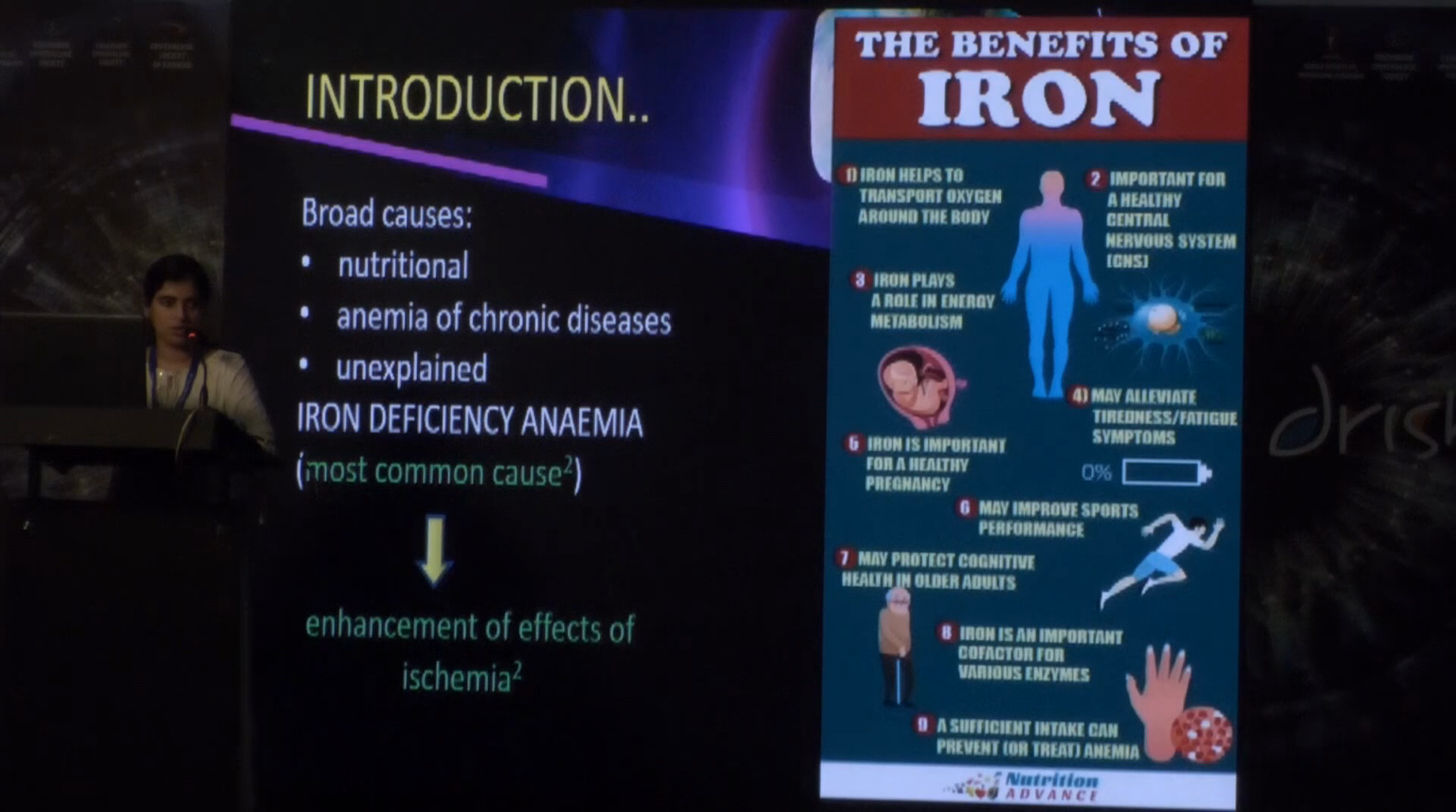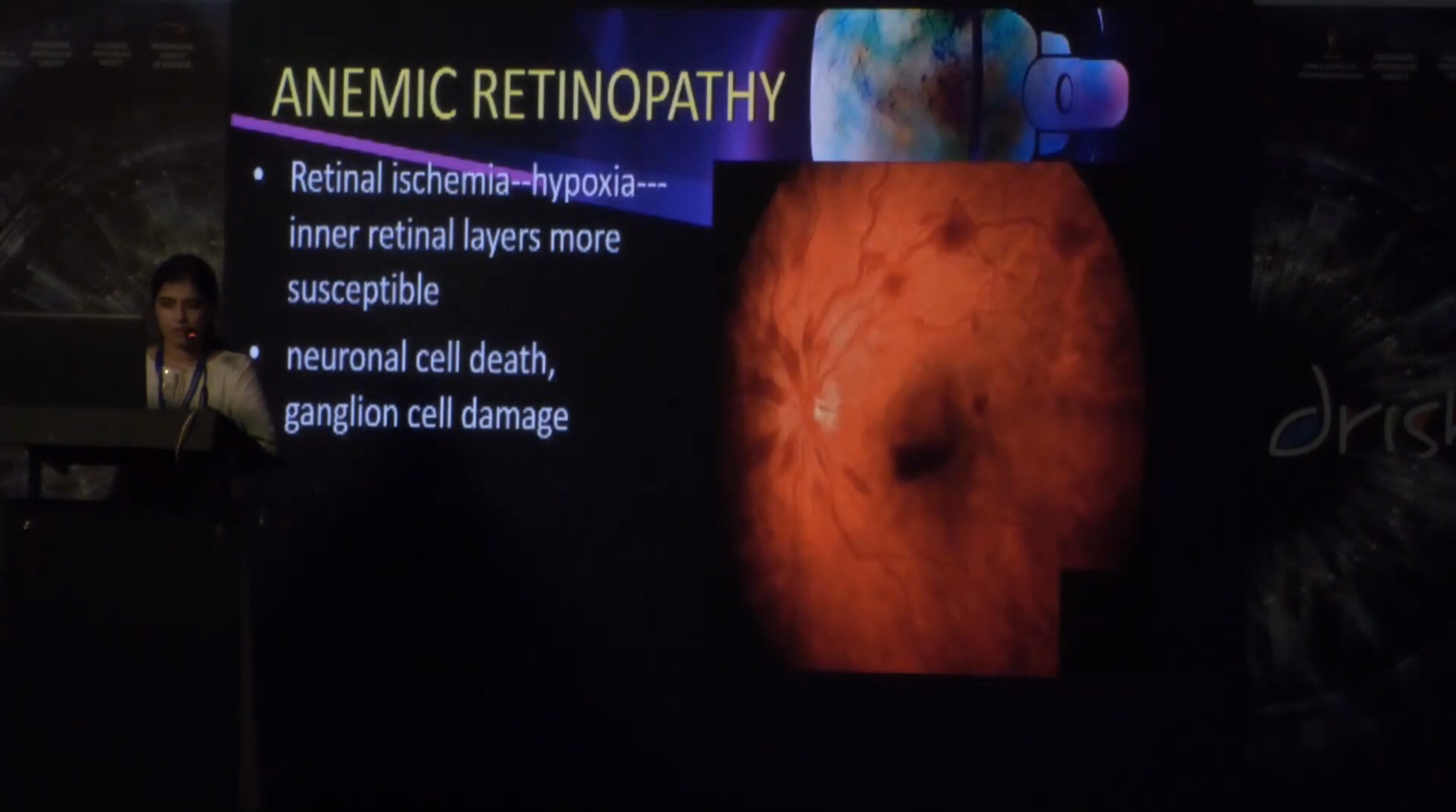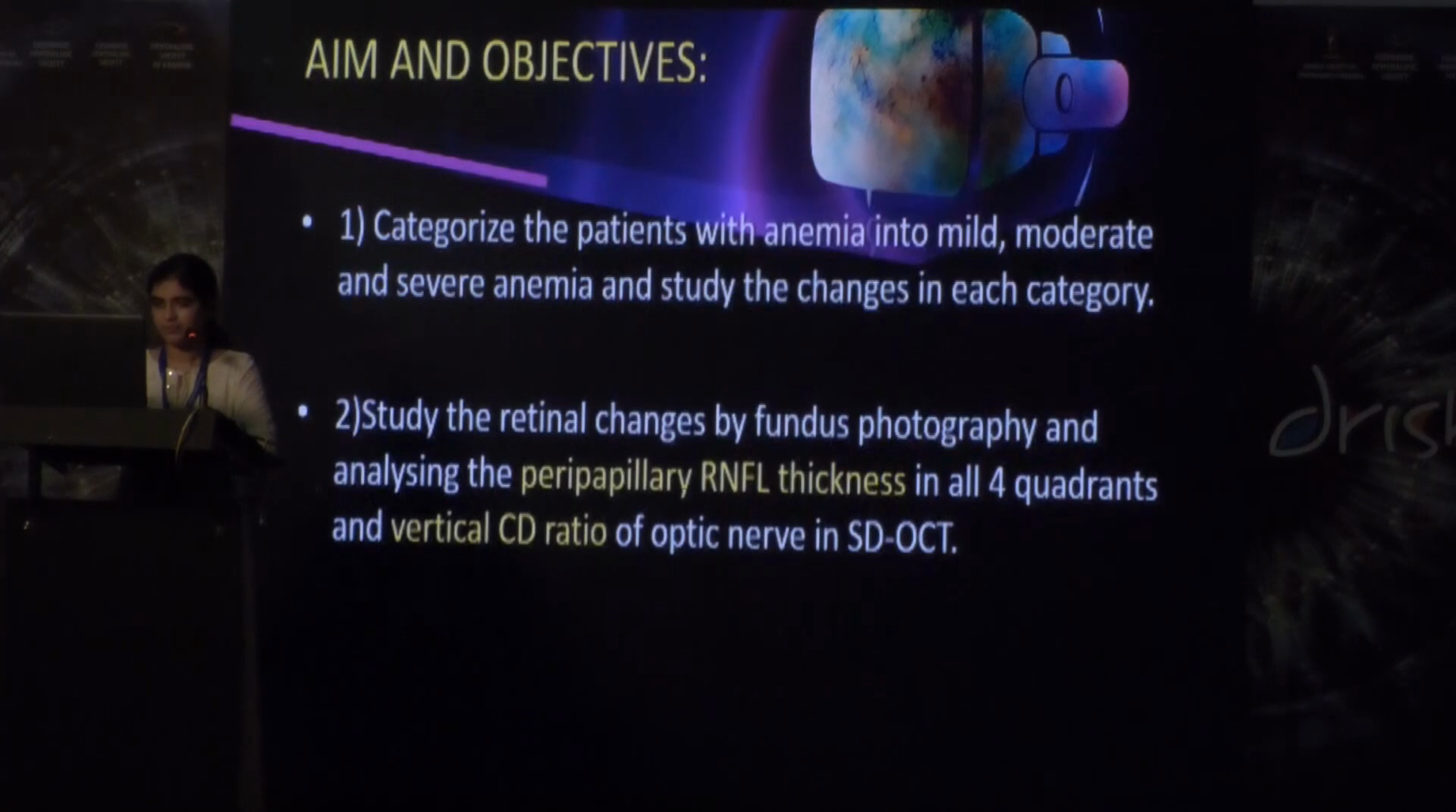Since iron is the major oxygen transporter in the body, iron deficiency causes enhancement of the effects of ischemia, and that affects the eye also and causes anemic retinopathy. Retinal ischemia causes hypoxia, and the inner retinal layers are found to be most susceptible to damage. Neuronal cell death, ganglion cell damage, and, as seen in the figure, superficial and deep retinal hemorrhages, cotton wool spots, etc. may be seen.